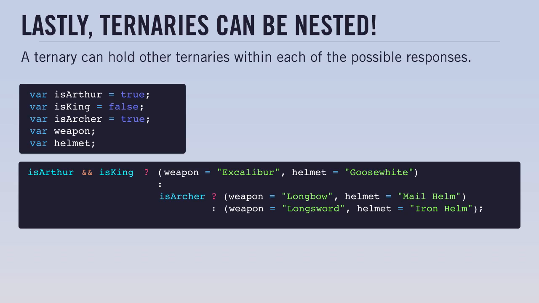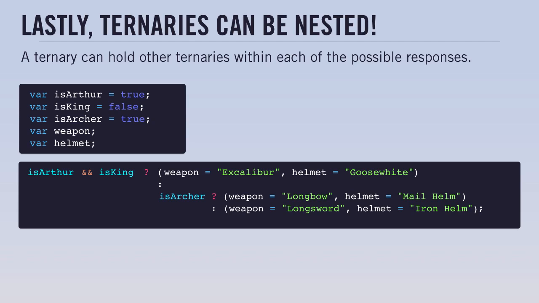Following that "isArcher" variable, we're going to place another question mark. That means that question mark is looking only at "isArcher" for a truth value. And then we'll build a second nested ternary conditional after that question mark. You can see that if we have an archer, we want to instead assign the weapon to be the longbow and its helmet to be a mail helm. And if it's false, that means we don't have the king, and we also don't have an archer, which means that we have just a regular knight, and they should get the longsword and the iron helm.